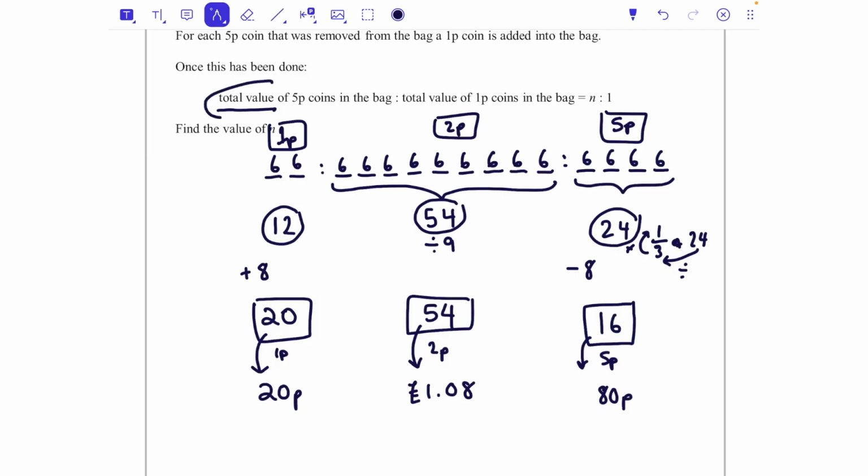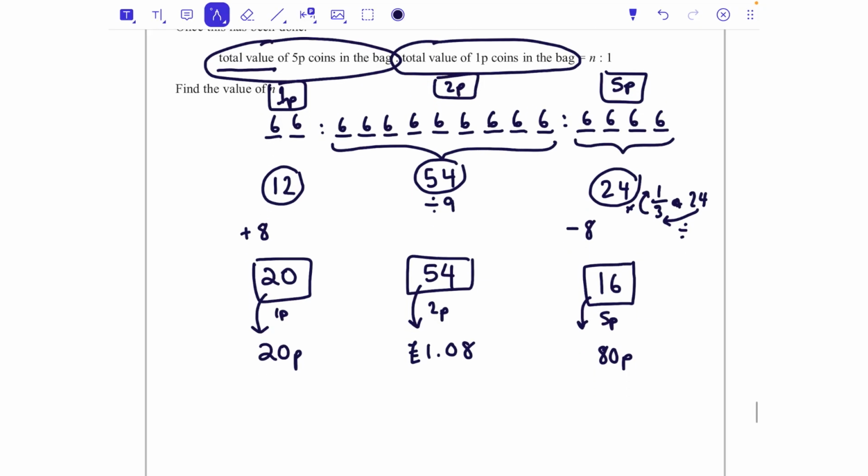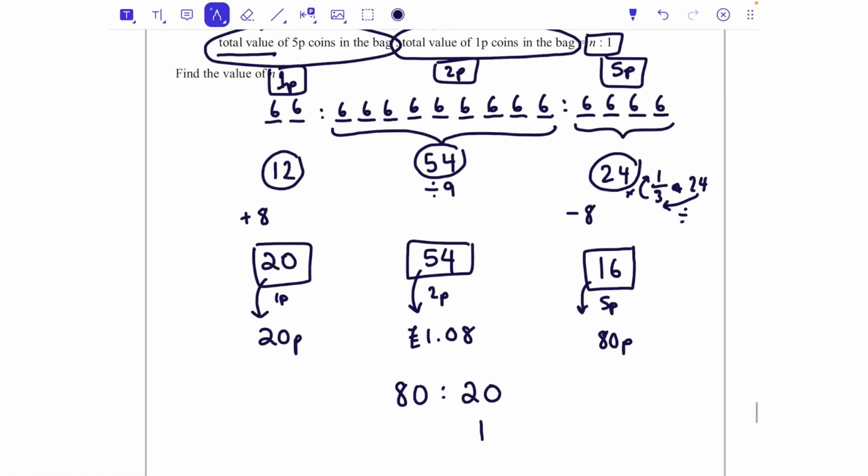Now we're asked to give the total value of 5p coins to the total value of 1p coins in the ratio n to 1. So the total value of the 5p is 80p, and the total value of the 1p is 20p. We've got to make this side 1. That's what they've asked us for in the question. They want it in the ratio n to 1. So we don't know what the left-hand side is, but we know that the right-hand side needs to become 1.